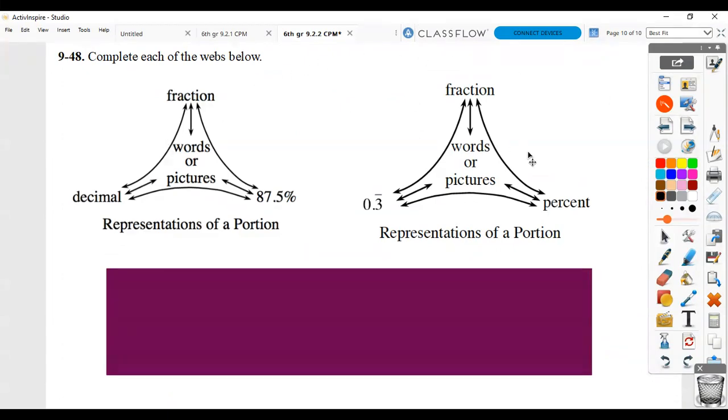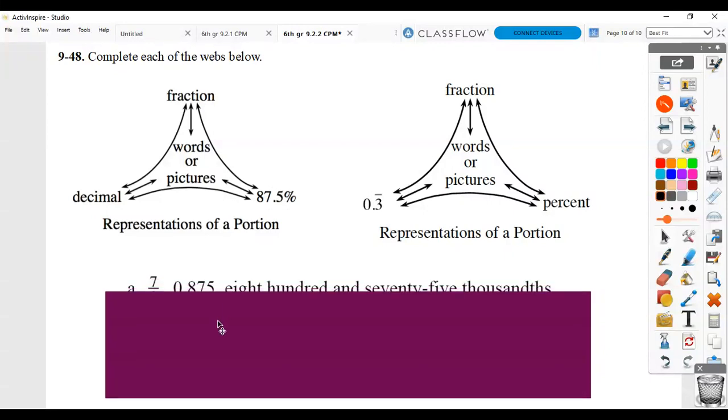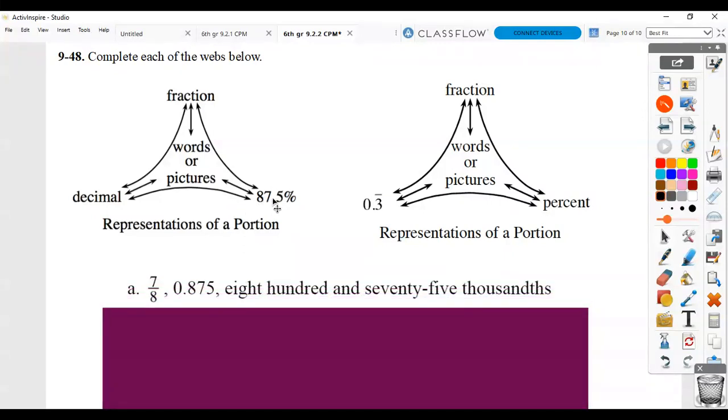And then completing the portions web, if we know that we've got 87.5%, that would be the same if we move the decimal 2 places to the left as 875 thousandths as a decimal. That would also be the same as 875 thousandths in words. And then 875 thousandths, if you make it into a fraction, 875 is the numerator, 1,000 is the denominator, it will simplify to 7/8.